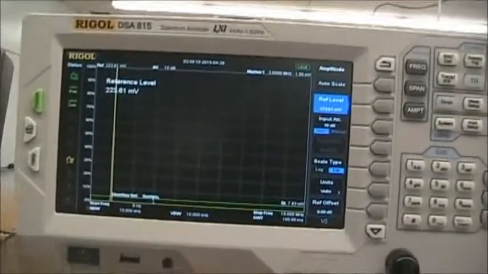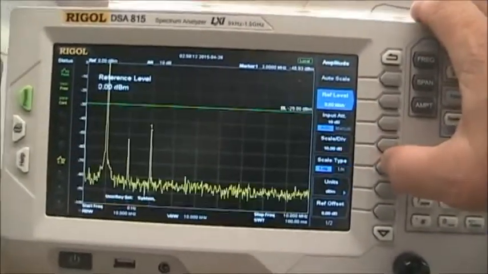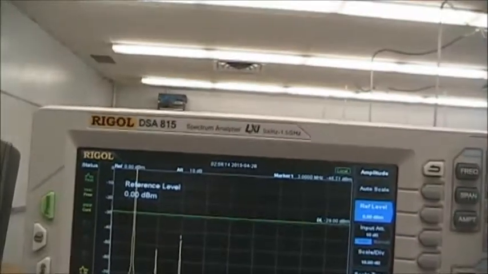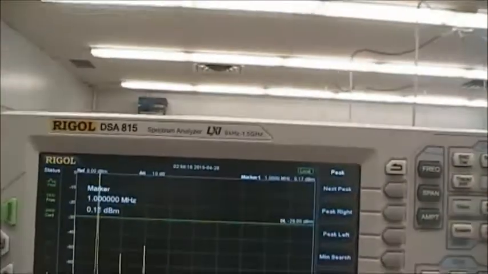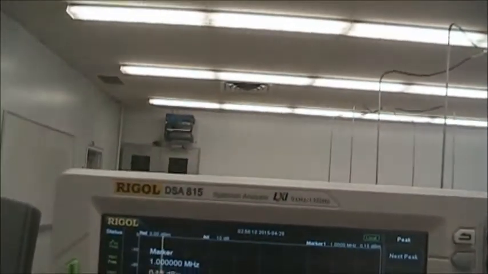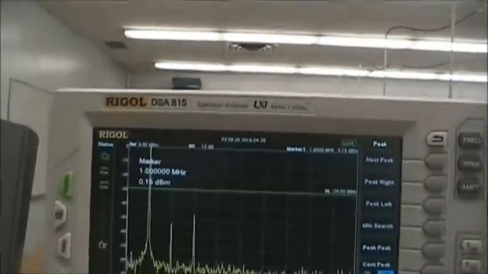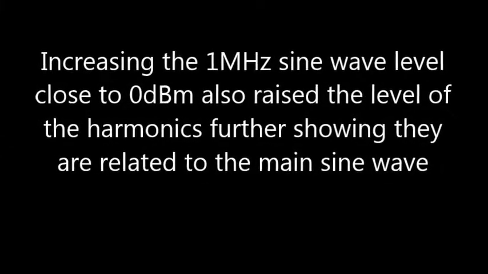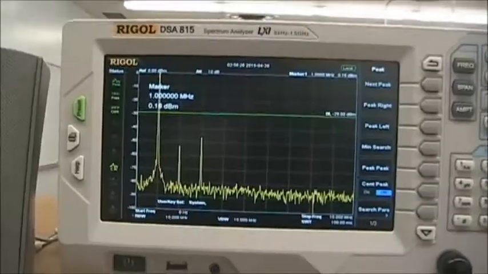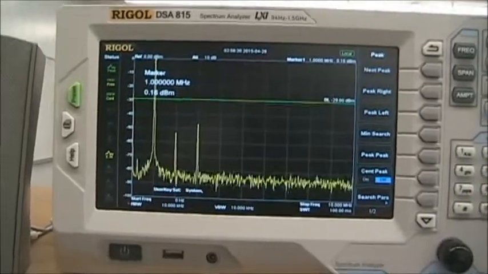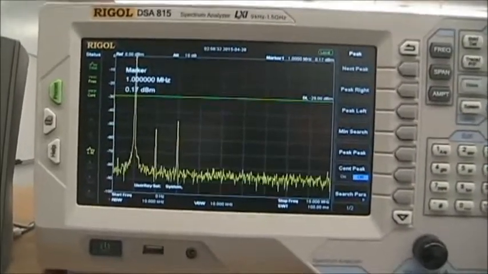Now, if I return to the log mode, I will see my primary signal peak at 1 megahertz and slightly below 1 dBm. The harmonics at second and third have proportionally increased. So, that is the first measurements associated with the sinusoidal signal.